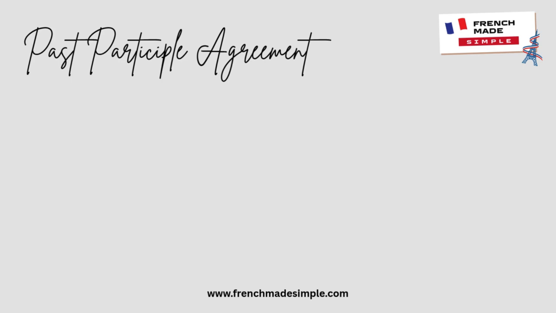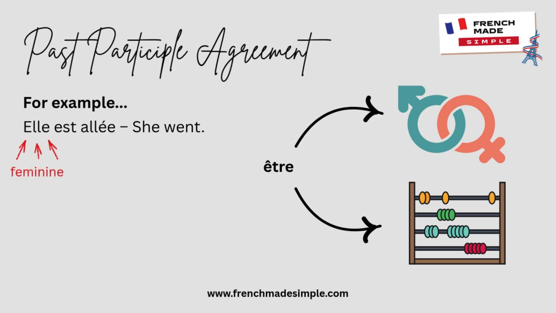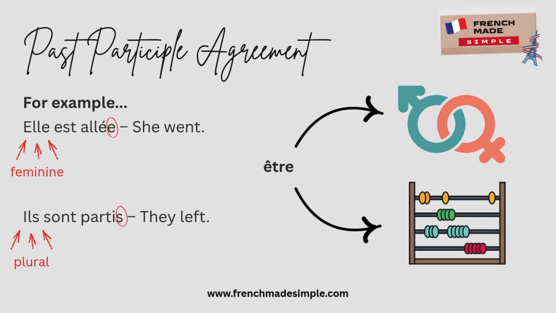Okay, let's talk about past participle agreement. This only matters in some cases, but it's important to get it right. Here's the rule. When you use être as your auxiliary verb, the past participle has to agree with the subject in gender and number. For example, elle est allée, she went. Because elle, the subject, is feminine, we add an e to the past participle. Aller with an e. Another example, ils sont partis, they left. Because ils is masculine plural, we add an s to make partis.